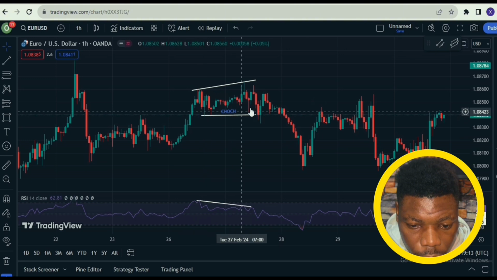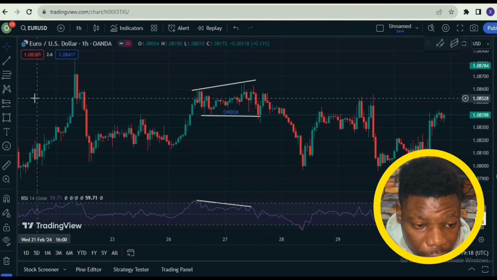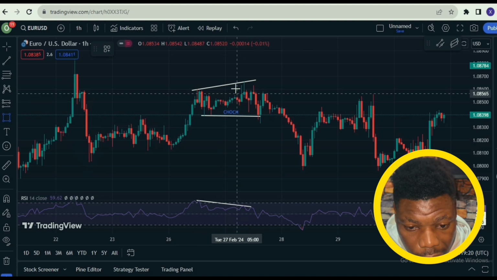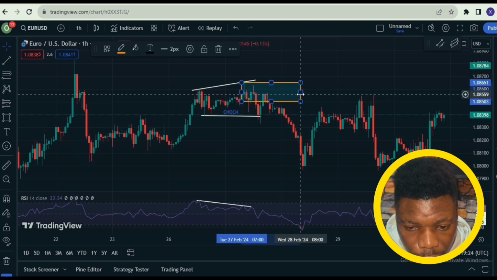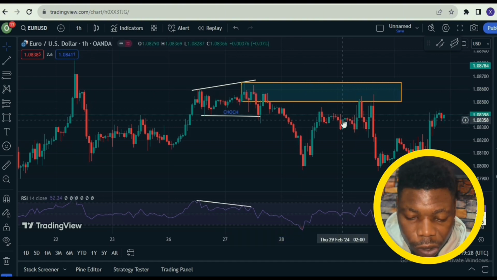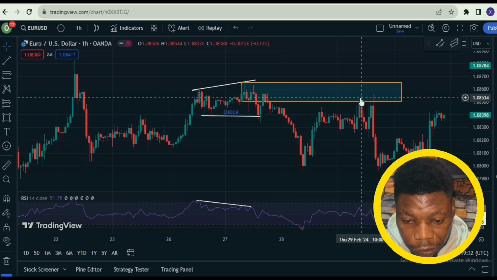Right? So which order block was responsible for that change? This order block was responsible for that break of structure. So what do you do? You wait for the market to come back to tap on that zone. So the market came to tap on it here. So what do you do? You enter your trade here.